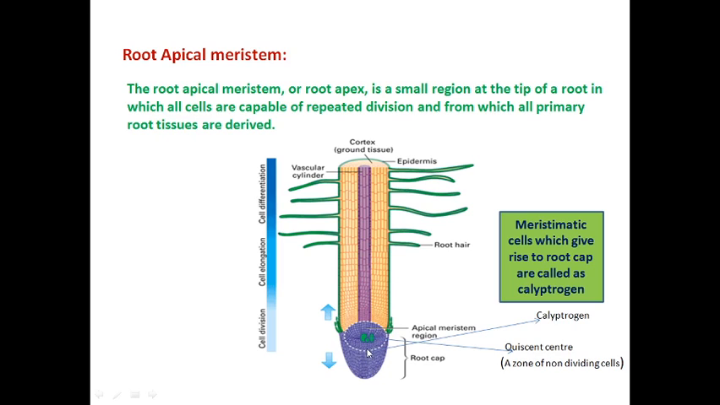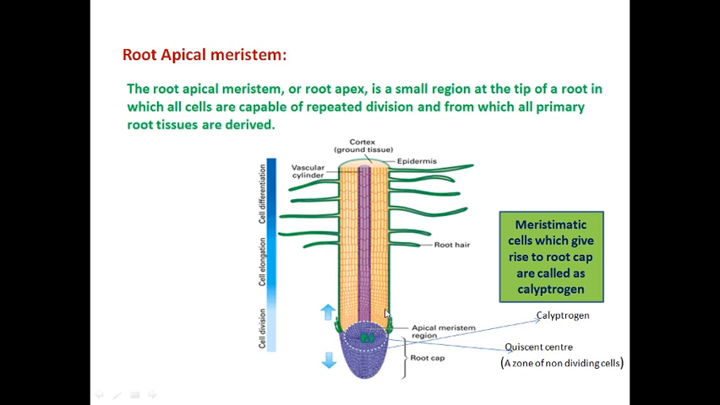And those cells of the root apical meristem which give rise to the root cap are called calyptrogen. A proper name has been coined for these cells, and that is calyptrogen. You can say meristematic cells which give rise to the root cap are called calyptrogen. I hope this is clear to you.